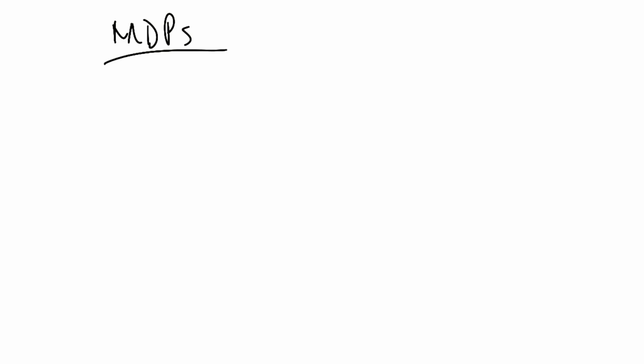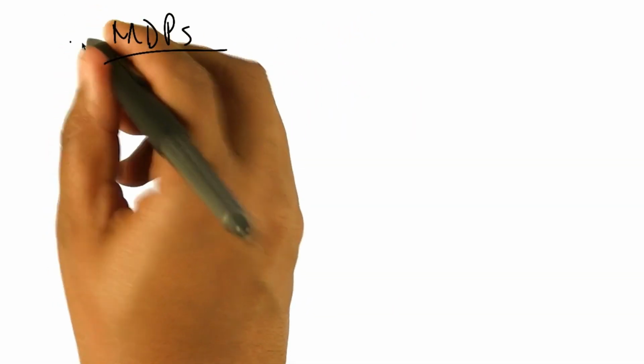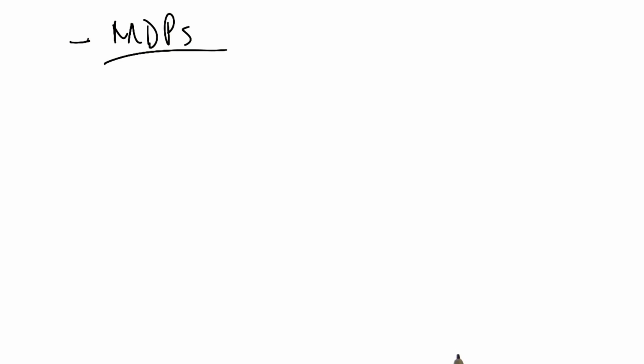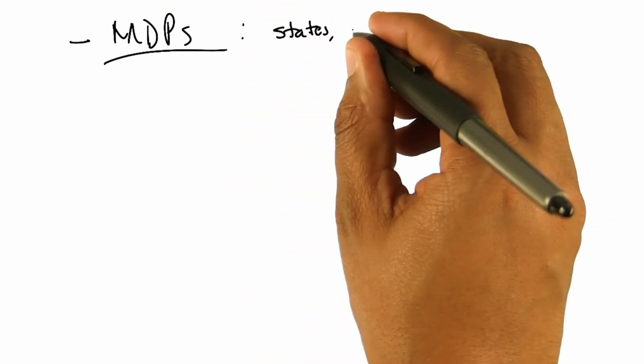So we talked about Markov decision processes, and we said what that meant. That's the first thing we did, we talked about MDPs. And that an MDP consists of states and rewards and actions, and transitions, and discounts.